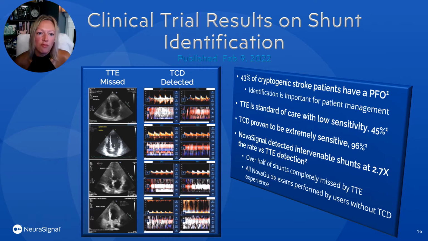This is just a brief overview showing the clinical trial results on shunt identification. As we mentioned, 43% of our cryptogenic stroke patients will have a PFO, and this is evidence showing that TTE missed these and TCD found them. So here are your images on your TTE that did not identify a PFO and how the TCD did find them. Look at all of these bubbles that crossed over. These PFOs were identified on TCD.